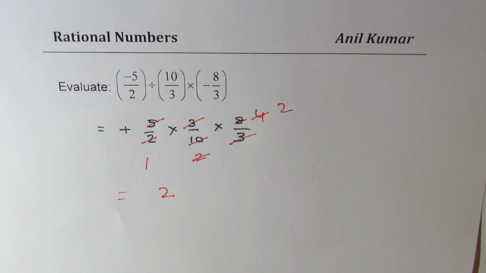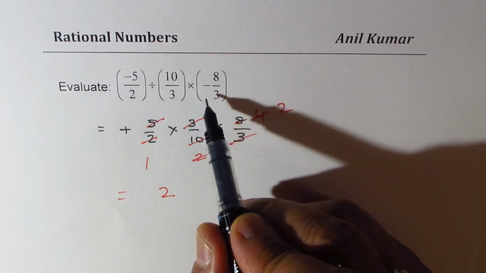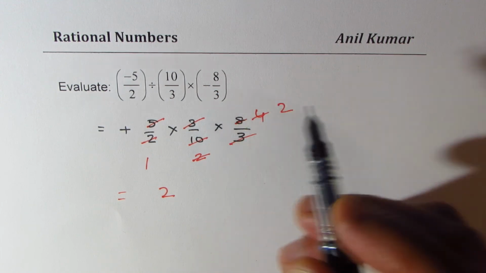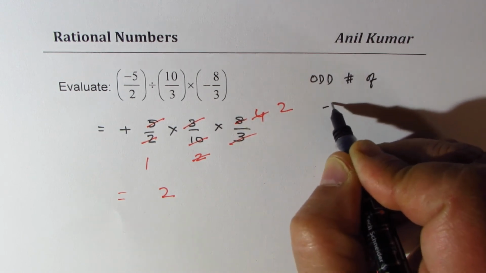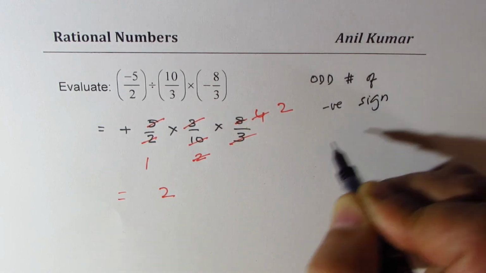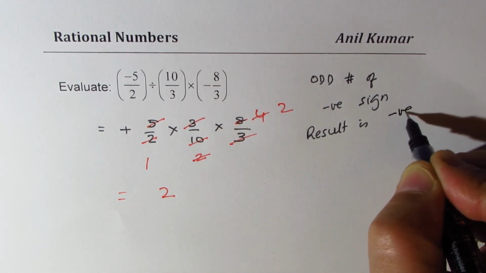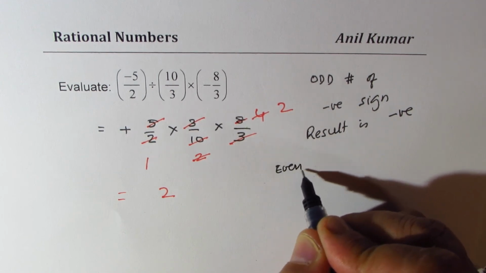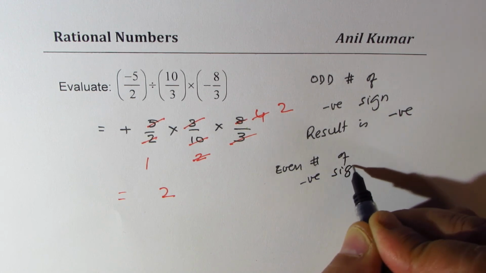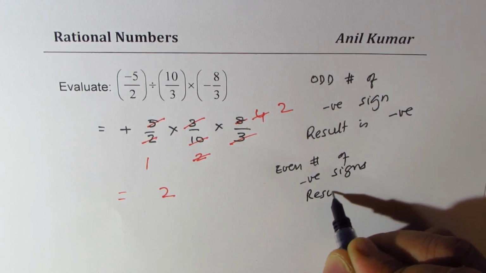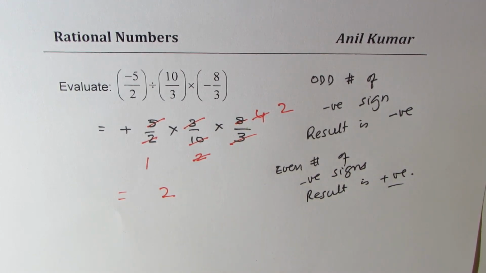Just remember 2 steps. As far as integers are concerned, count the number of negative signs. If we have an odd number of negative signs, the result is negative. But if we have an even number of negative signs, the result is positive. That is the main thing which you should remember.